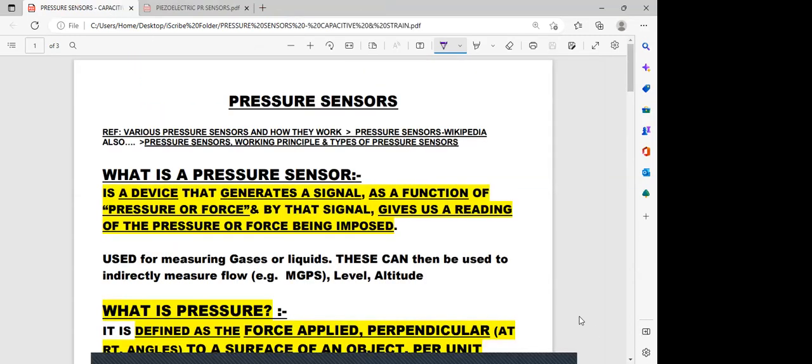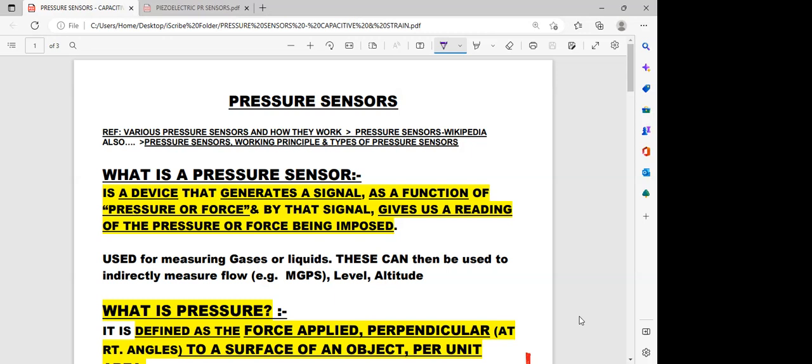Pressure sensors. Again, a question that can be asked is, what is a pressure sensor? It's a device that generates a signal as a function of pressure or force. So that pressure is a physical parameter. Remember the definition of your sensor, which is then going to be changed into an electrical signal. So pressure or force gives us a reading of that pressure or force being imposed, electrically at a remote position.